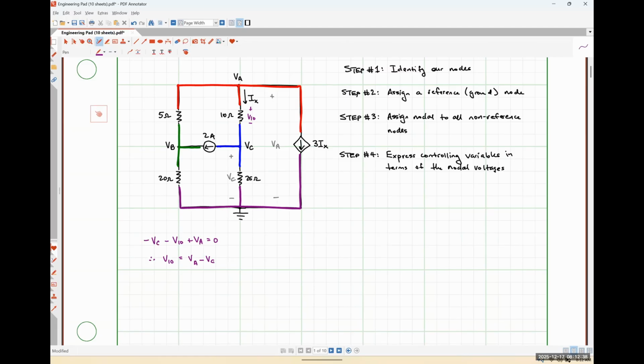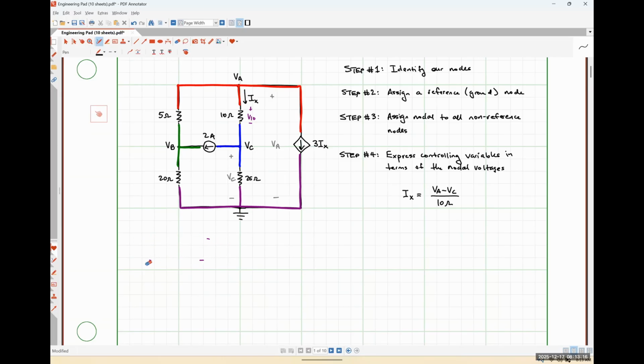Okay. So now using Ohm's law, I could say that our controlling variable Ix is just the voltage drop across the 10 ohm resistor, which is VA minus VC, divided by 10 ohms, which is the resistance of the resistor we're finding the current through. Okay. So this was a long way to get this result. Now let's see if we can figure out a shorter way to do it.